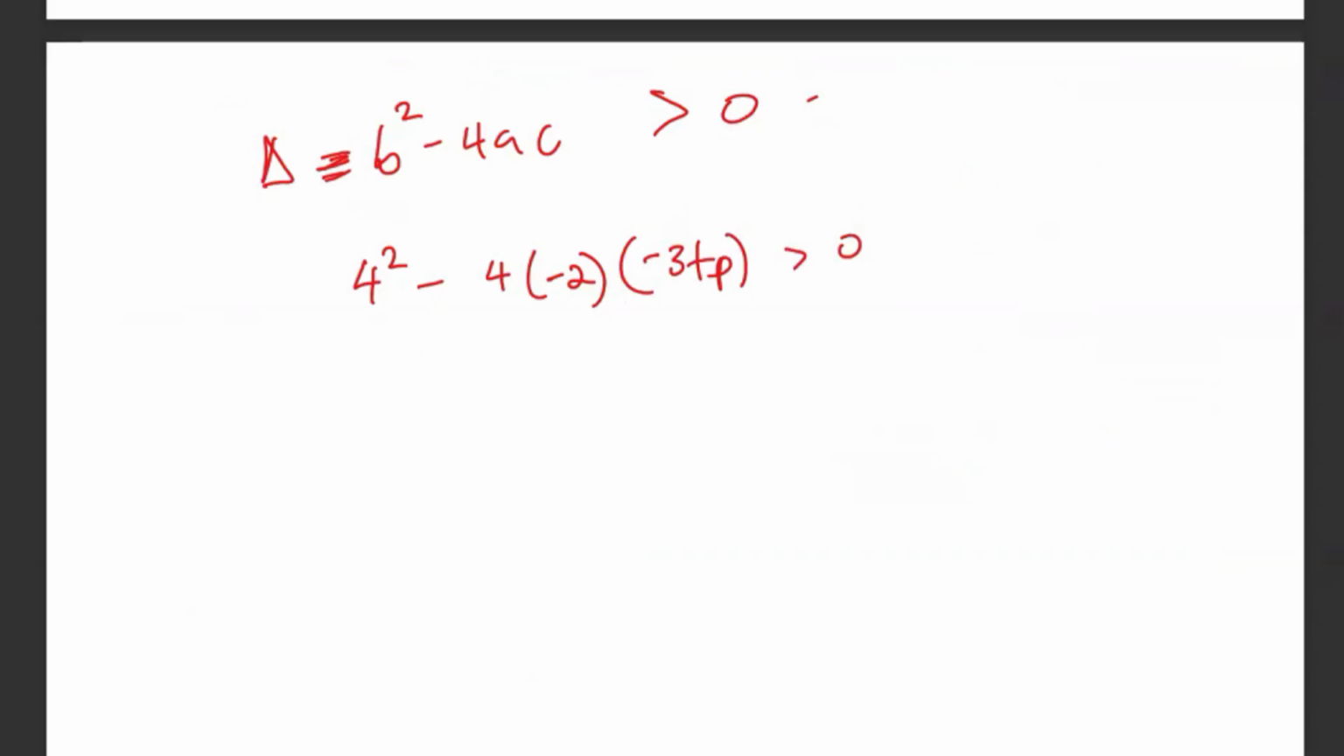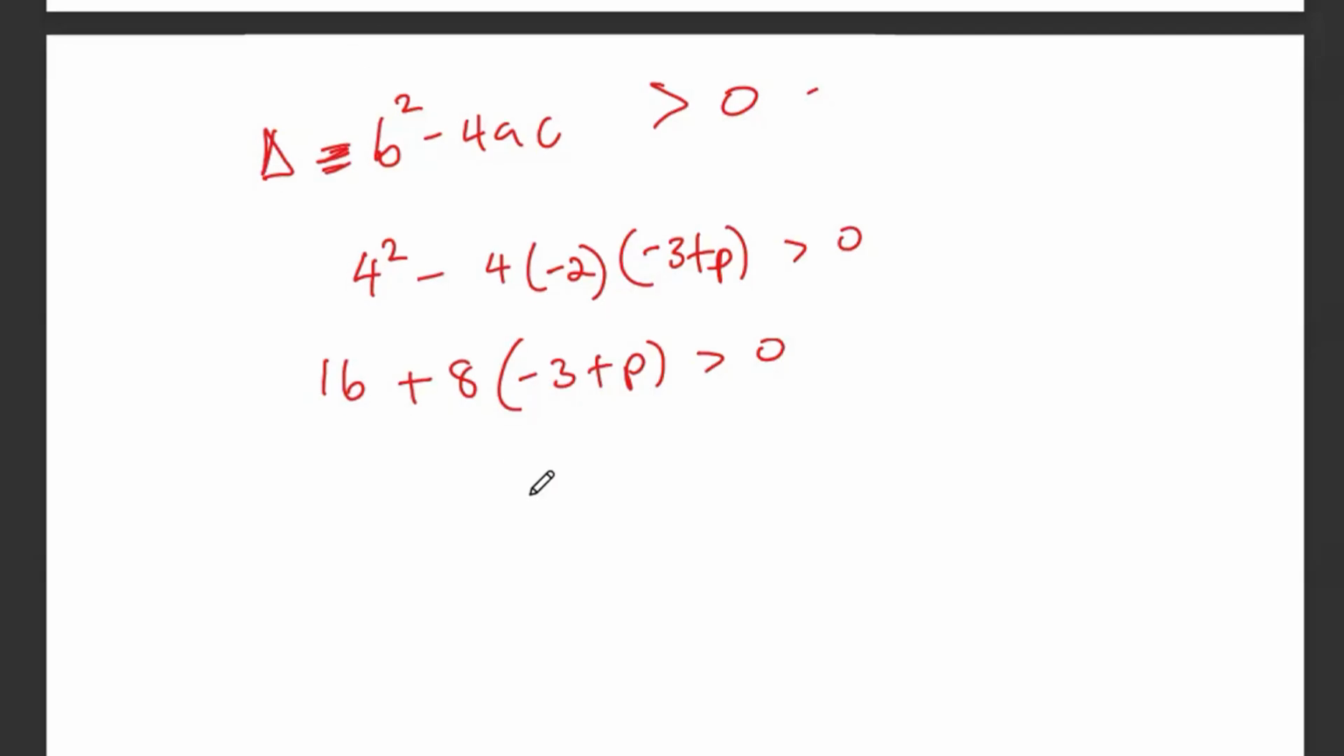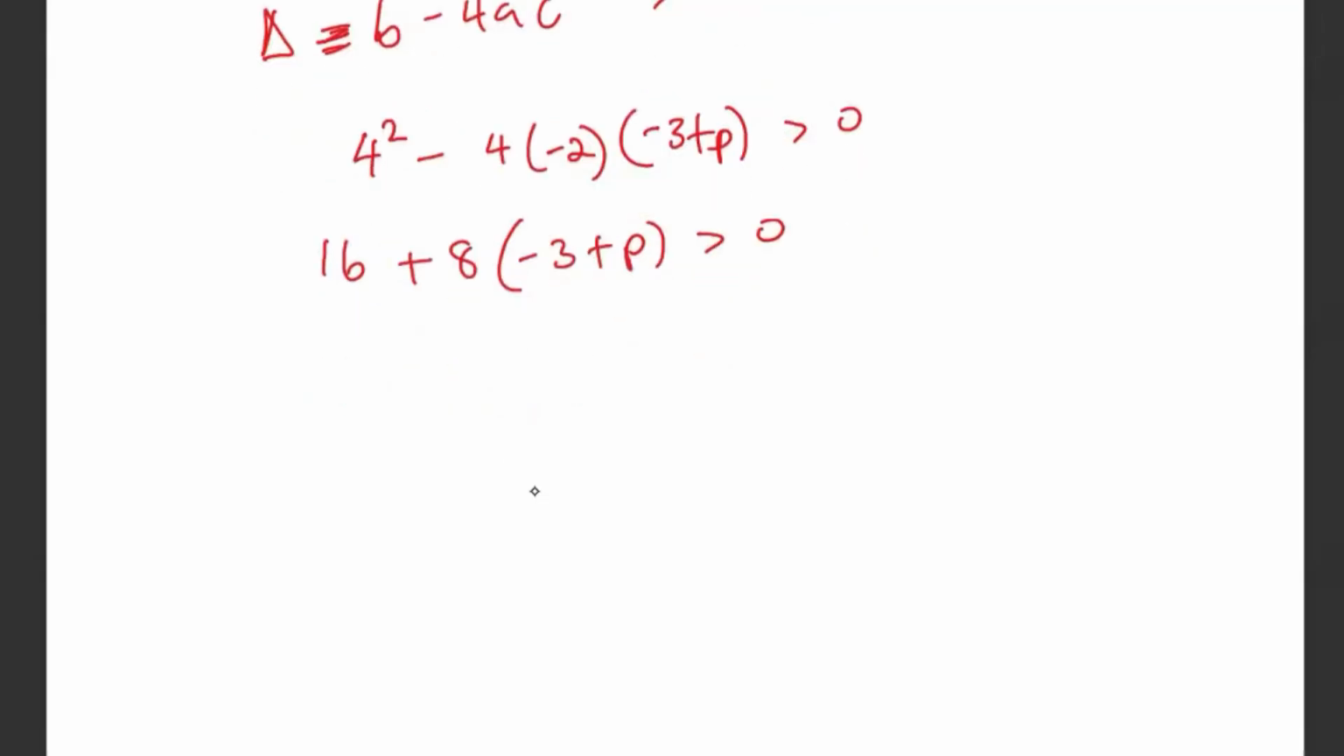Then we open this up. So that's 16 minus... let's have it as 8 minus 3 plus p is greater than 0. Do I need to open it up all? Just look for shortcuts. So I'll have 8 into negative 3 plus p is greater than negative 16.